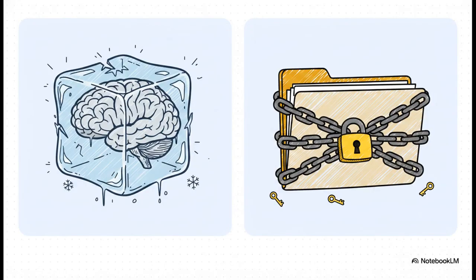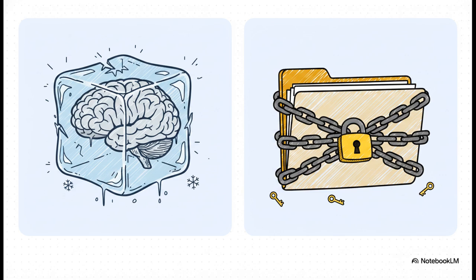So let's unpack exactly why these failures happen. And let's not dumb it down. It really comes down to two massive bottlenecks: the knowledge cutoff problem and the private data problem. Modern LLMs are these massive neural networks that require immense computational resources to train. But once that training stops, they are basically frozen in time.